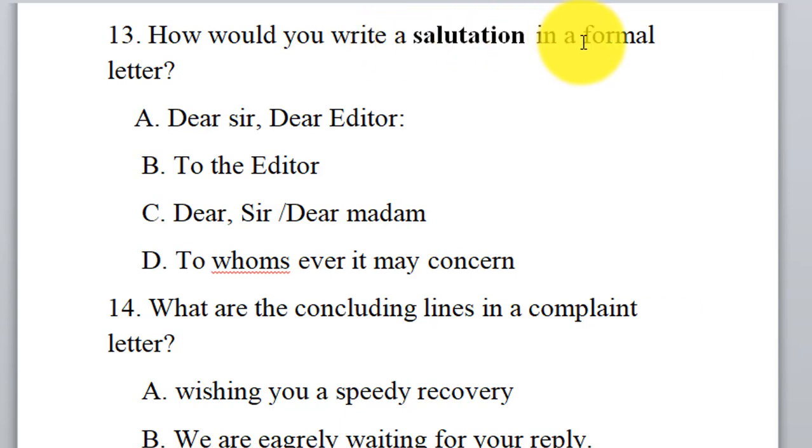Yes, the question here is formal letter. Whatever any kind of formal letter, alright? This is the great emphasis of the question here. Salutation means greeting, right? There is writer's address and receiver's address and salutation, which is greeting. So, dear sir or dear editor? No, dear sir possible, but we cannot say dear editor. And here to the editor, we cannot write in this way. Dear sir for male person and dear madam for female person. An acceptable salutation of a formal letter here. So, dear sir and dear madam.